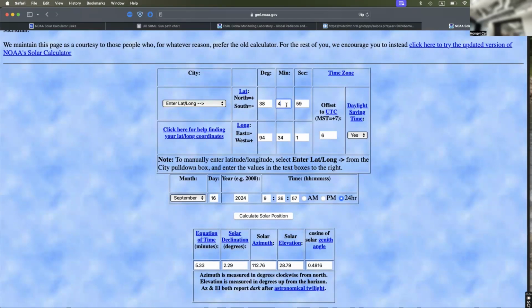58.3. 58.2. Because we need more digits. Yeah. 58.302. Okay. So this should be minutes, because 0.9717 degree equals 58.302 minutes. In this case, we should put 58 to replace the 4, right? 58. And then what will be the seconds?